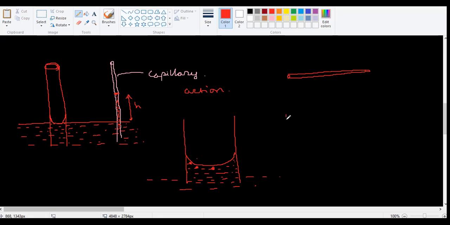But suppose I make this tube very, very thin, something like this. Then this will rise to a higher height. Why? The imagination I have here is, does the molecule here attract this? Yes. But you do not have this many molecules, only a small amount of molecules, which means the effect of the glass is going to be more, which means it will be able to keep rising.